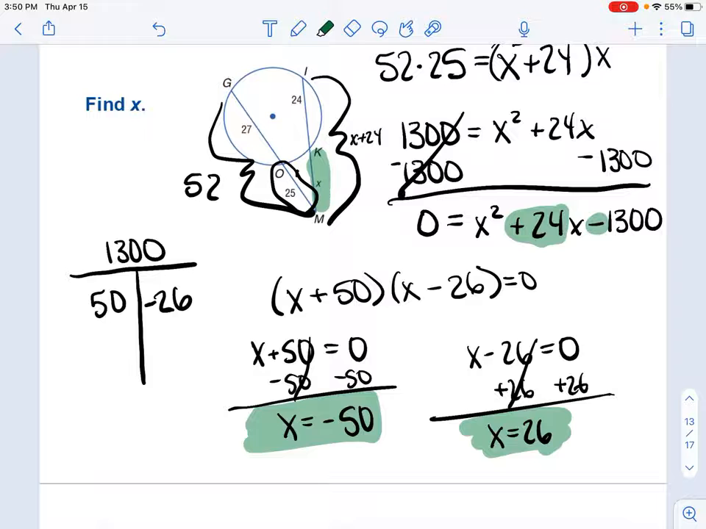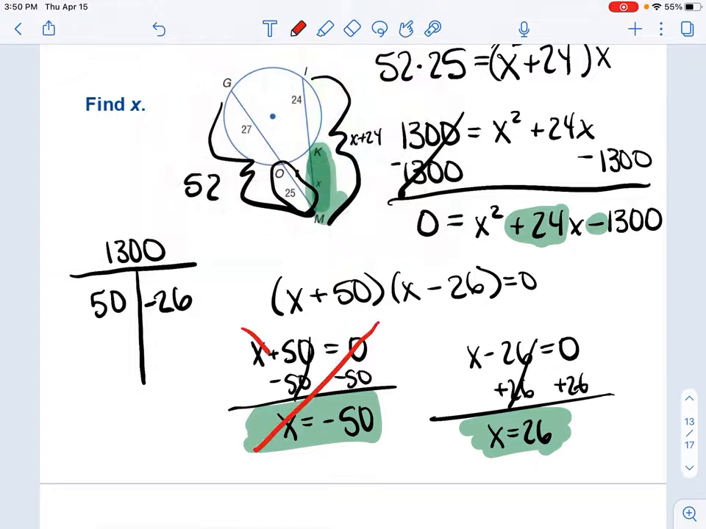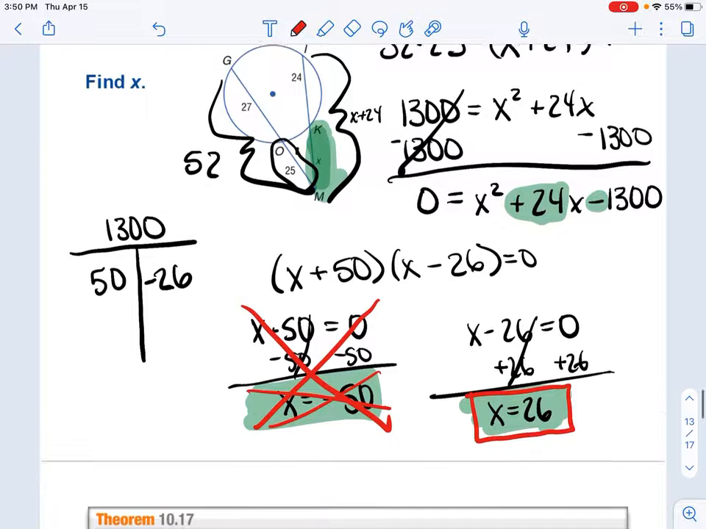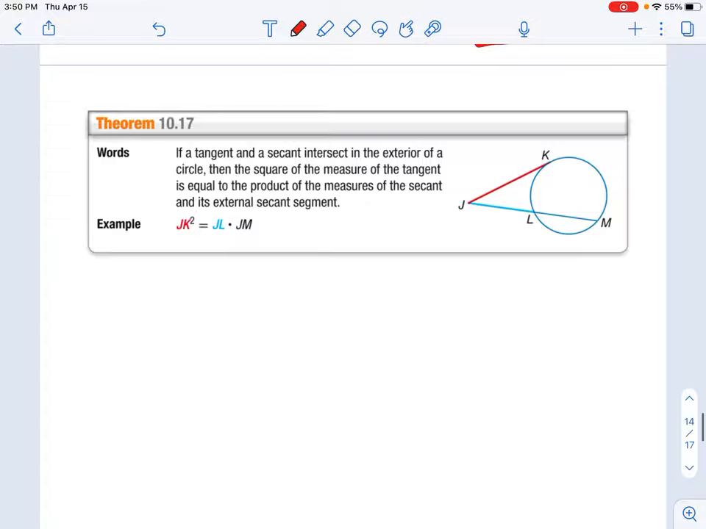The problem in geometry is that this x is actually tied to this distance up here. We cannot have negative distance. So x equals negative 50 is actually what we would call an extraneous solution. That is not a possible solution. It shows up as it could be, but we can't have negative distance, so x equals 26 is actually our only answer. All right? So check for extraneous solutions when it comes to distance.